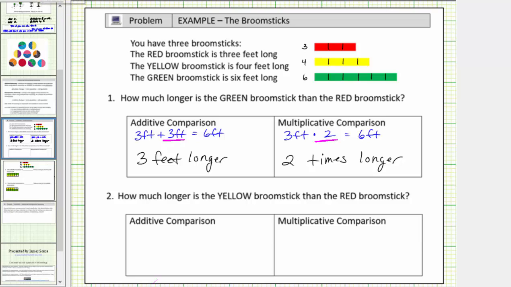And for number 2, we're asked how much longer is the yellow broomstick than the red broomstick. The yellow broomstick is 4 feet, and the red broomstick is 3 feet. So for the additive comparison, we begin with the length of the red broomstick, which is 3 feet. We need to add a length to get the length of the yellow broomstick, which is 4 feet. So 3 feet plus 1 foot is equal to 4 feet. So because we have plus 1 foot, we know the length of the yellow broomstick is 1 foot longer than the length of the red broomstick.